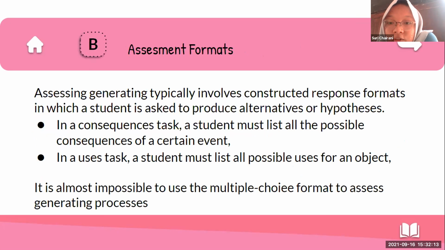For the assessment format for generating, assessing generating typically involves constructed response formats in which a student is asked to produce alternatives or hypotheses. There are two types of assessment format. In a consequences task, a student must list all the possible consequences of a certain event, and the second is a uses task, where a student must list all possible uses for an object. Based on these assessment formats, it is almost impossible to use multiple choice for the assessment format in generating processes.